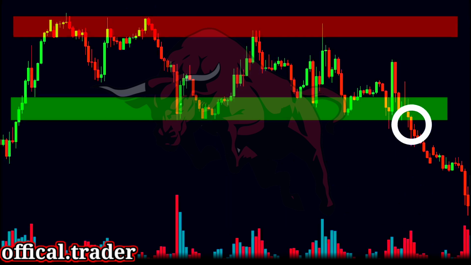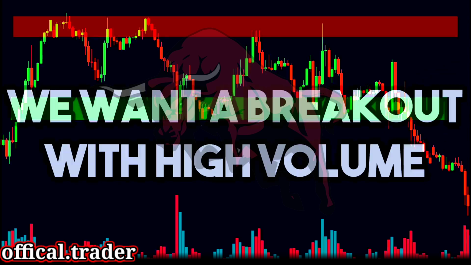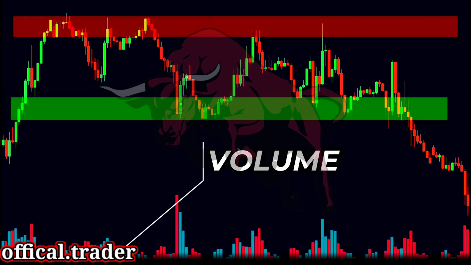Then, here we see that the price broke below the support level on this candle. Now, breakouts can often be false breakouts. In a false breakout, the price breaks out of a range, only to fall back into the range. So to avoid false breakouts, we will look for a breakout with high volume. For that, we will use the simple volume indicator.